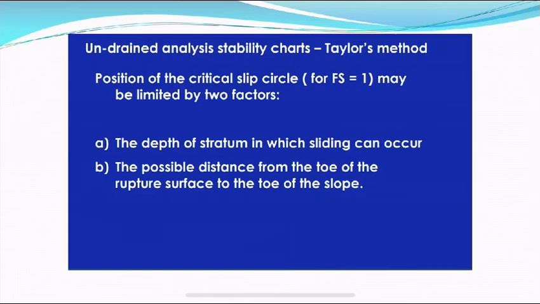So the undrained analysis stability chart is given by Taylor's method. The position of the critical surface may be limited by two factors. One is the depth of the strata in which the sliding can occur, and the other is the possible distance of the failure surface from the toe of the slope.